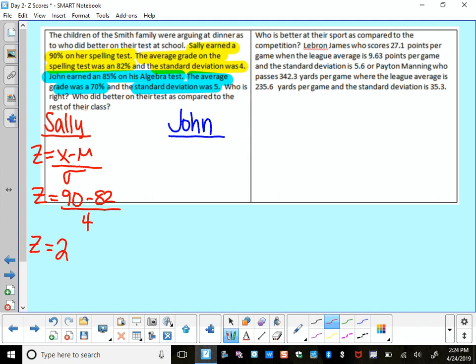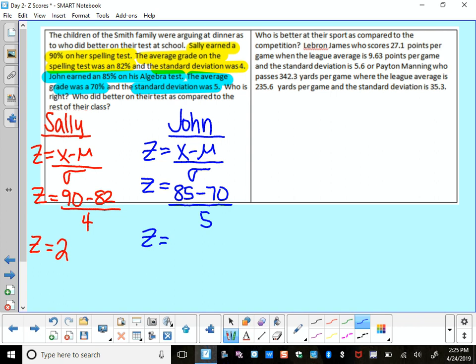So now we go to John. Let's look at his z-score: x minus the mean divided by standard deviation. What was his score on the test? 85. And what was the mean? 70. And the standard deviation was 5. On your calculators, type in 85 minus 70 divided by 5. 3.